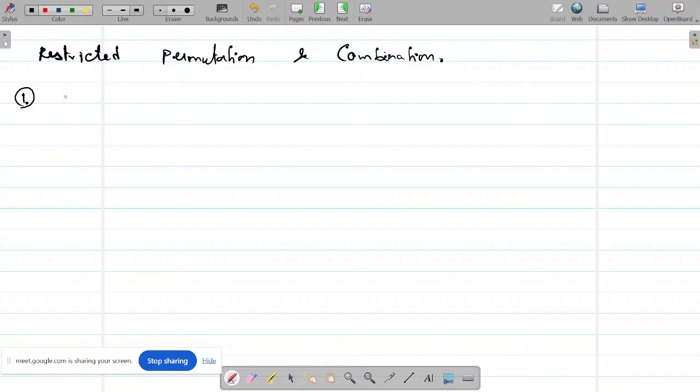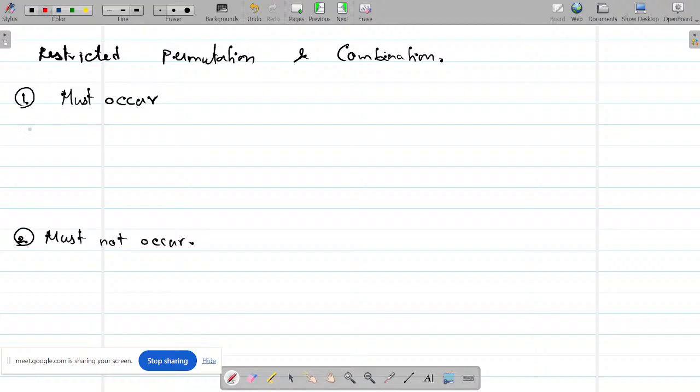The main heading here is restricted permutation and restricted combination. Restricted cases. This follows two cases. Case one, where we restrict in the sense that it should mandatorily occur. So we give the heading as must occur case. I'll give an example. Second is must not occur case. Mandatorily you restrict saying that it must not occur.